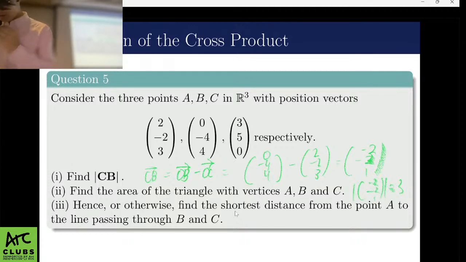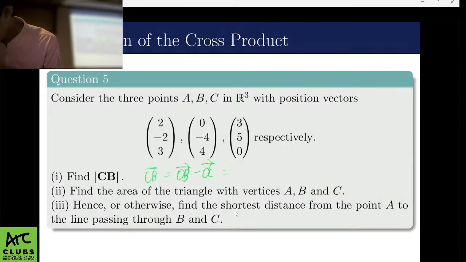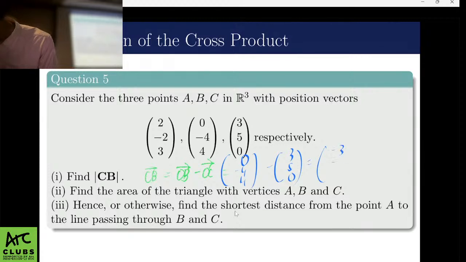Sorry? Oh, wait. Yeah, I seem to have chosen the wrong vectors. My bad. Good catch. So I will get minus 3, minus 9, 4, 9. That's root 106 as our magnitude. Apologies for the error.